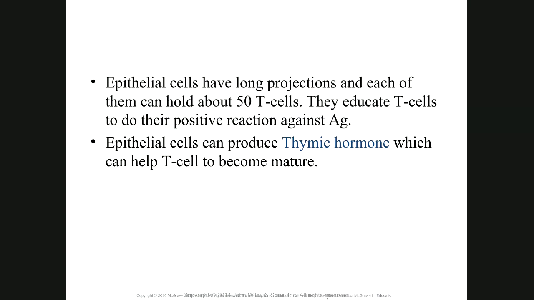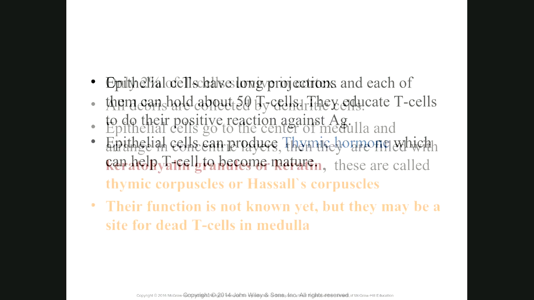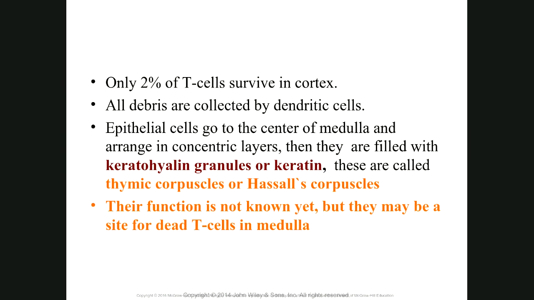I told you that the epithelial cells have long projections, and each of them can hold about 50 T cells. They educate T cells for us so they can easily find the antigen, and the epithelial cells can secrete a hormone which we call thymic hormone or thymosin, and this hormone can help the maturation process. And only 2% of T cells survive in the cortex. All cell debris are collected by dendritic cells.